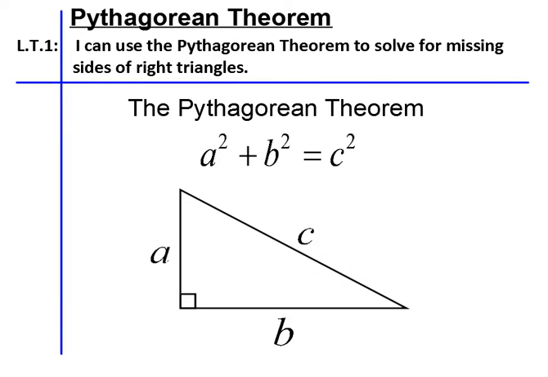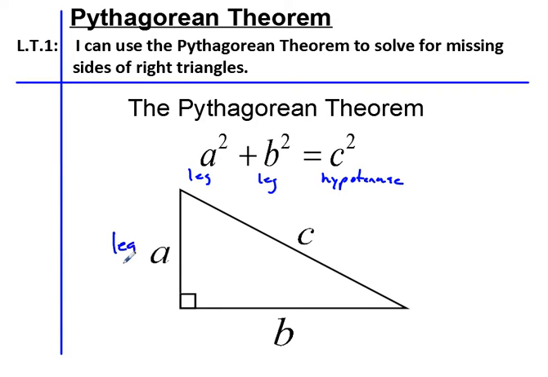So let's remind ourselves of the Pythagorean theorem. Pythagorean theorem works only for right triangles. It doesn't work for any others. It goes a squared plus b squared equals c squared. In another sense, this is the square of the legs of a right triangle is equal to the square of the hypotenuse of a right triangle.